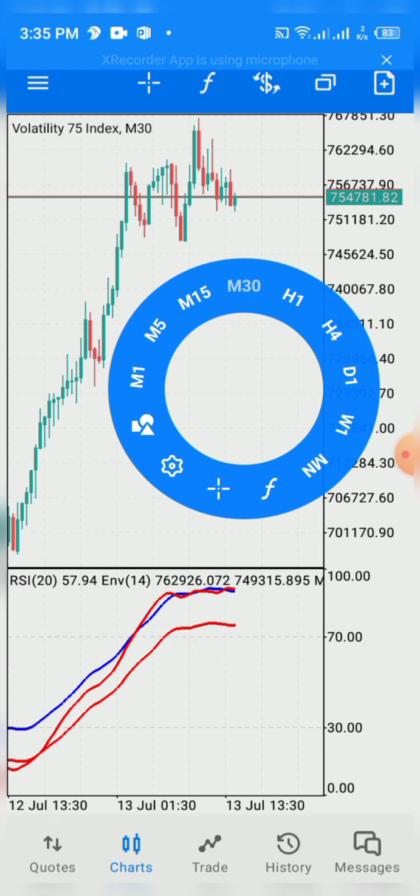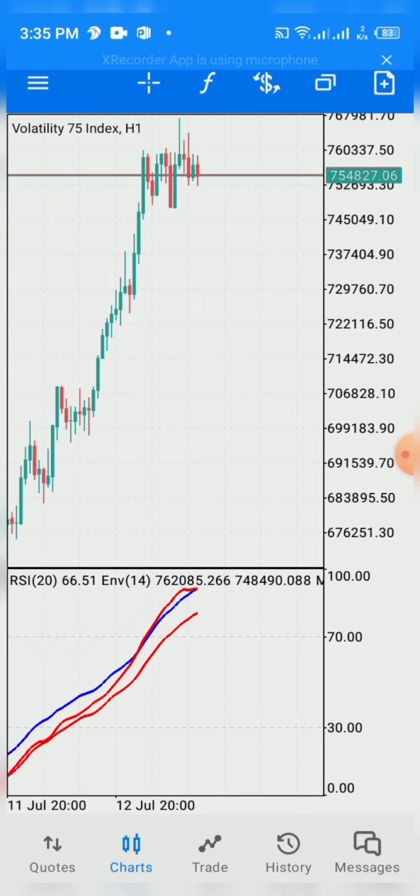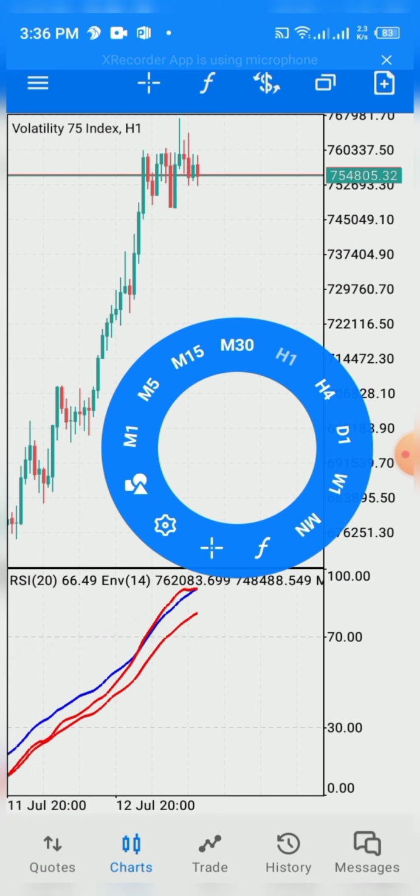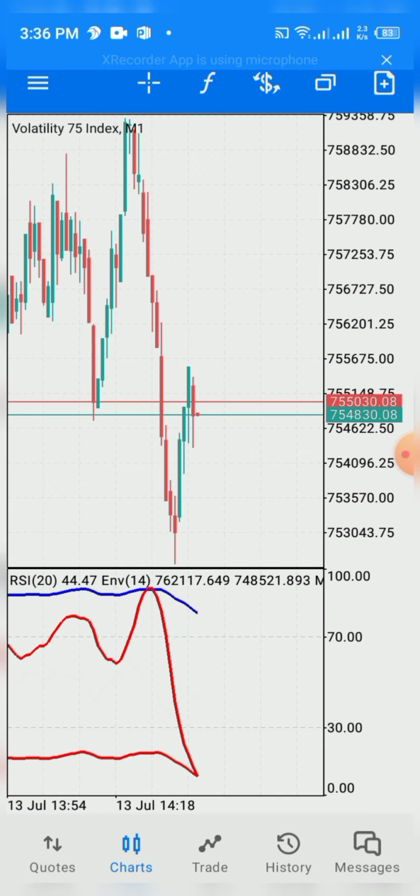So guys, we switch over to 1 hour now. You can see the 1 hour has a reversal. So that is how you go in for your entry positions.